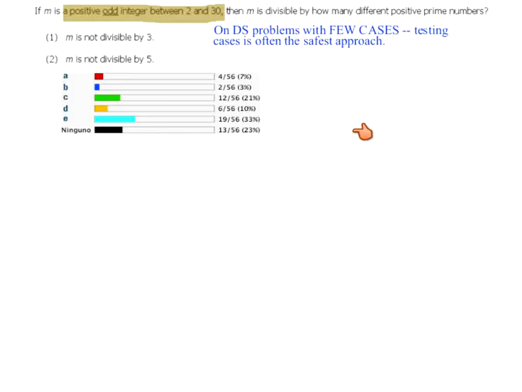So M has to be one of these numbers. And remember, don't forget to answer the question. The question is not what is M. The question is this: M is divisible by how many different primes? So whatever you do, don't forget to answer the actual question. It's where a lot of people go wrong.